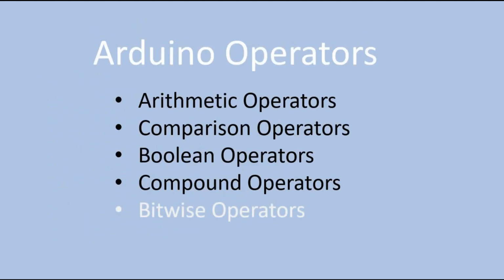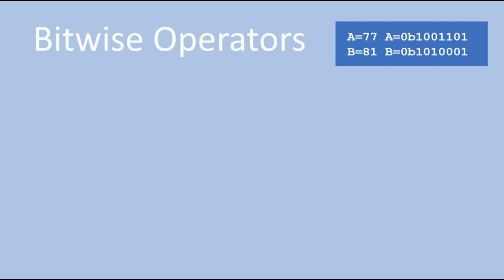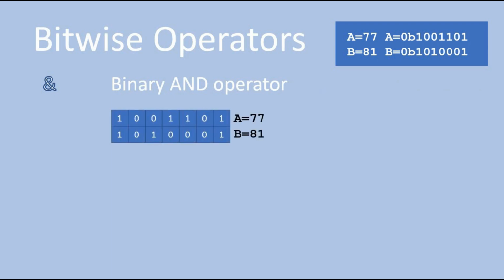Let's move now to bitwise operators. Here they are. To present how they work, I would use 2 sample variables. Here you can see their decimal and binary representations. First, we have binary AND operator. It copies a bit to the result if it exists in both operands.